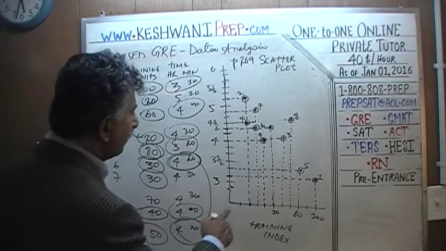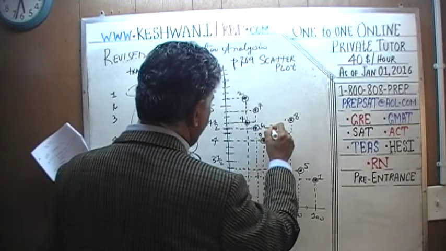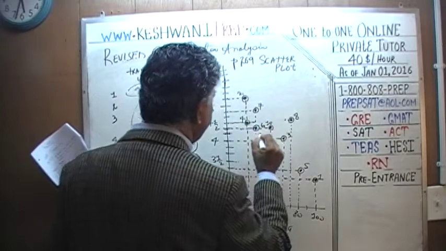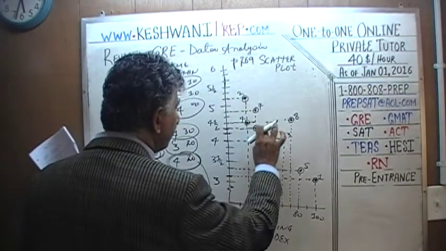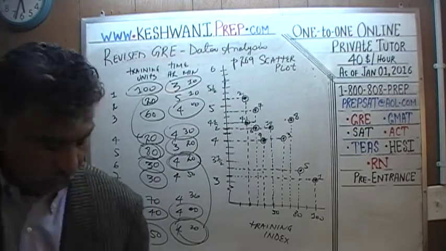50 and 4 hours and 20 minutes. 10, 20 right here. This is our guy number 10. That's it. Those are our data. We're going to make a chart.